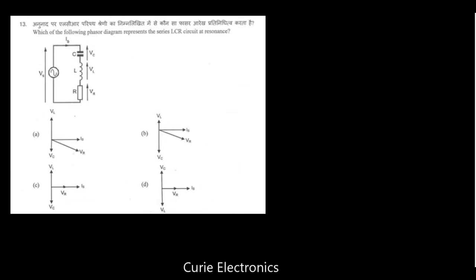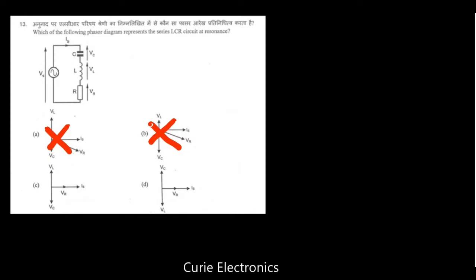By looking at it, easily we will cancel these two. Why? At resonance, VL is going to be equal to VC. Right? We know that. So we know these first two options are not possible. Now we have two options. We have to find which is correct.